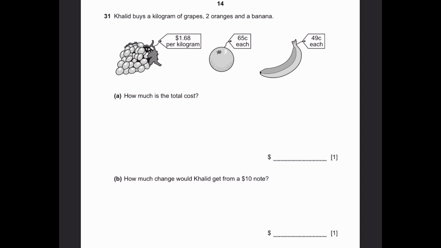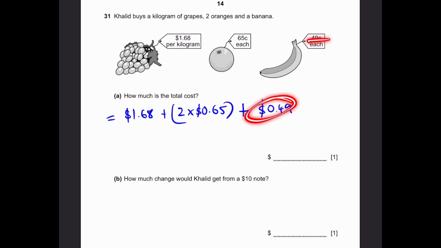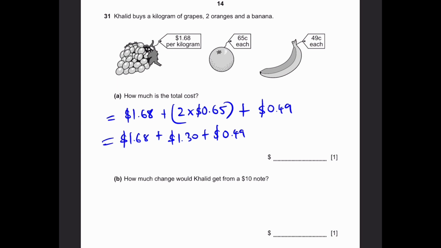Khalid buys a kilogram of grapes, 2 oranges, and a banana. A. How much is the total cost? So that'll be $1.68, and then plus 2 into $0.65 or 65 cents for 2 oranges, plus $0.49 for 1 banana. That's 49 cents, equivalent to $0.49. If you add all of this up, you'll get 1.68 plus 1.30 plus 0.49, which is $3.47.